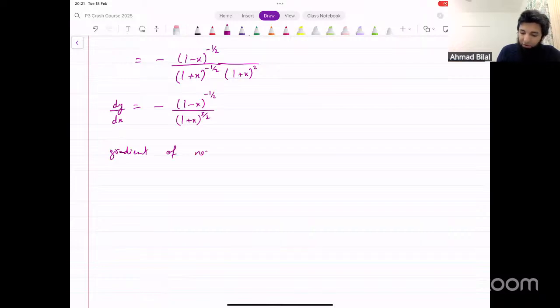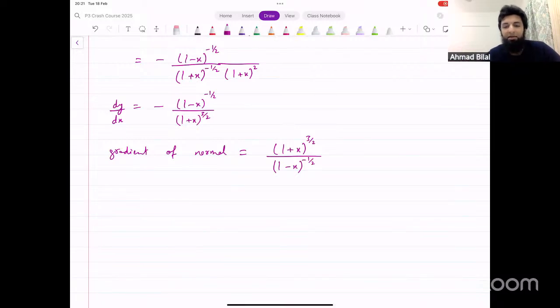Gradient of normal is negative reciprocal of the gradient of the curve, right? Negative reciprocal of the gradient of the curve. So what we do is we change the sign. So this negative becomes positive, and we take reciprocal of this. That's going to give us (1 plus x) whole power 3 over 2 divided by (1 minus x) whole raised to power minus 1 over 2. That's the gradient of the normal that we get. We change the sign and we take reciprocal.